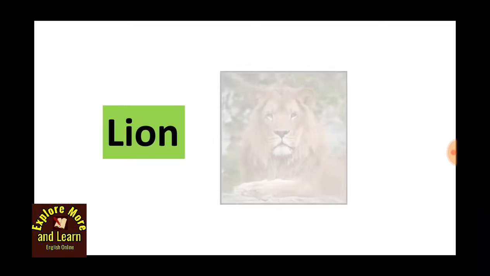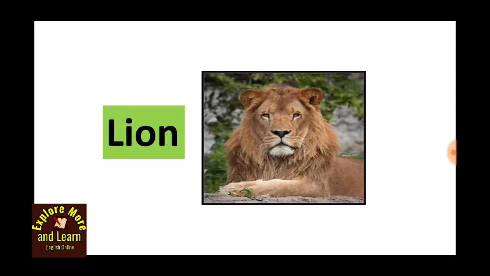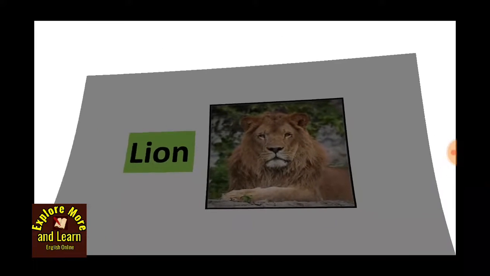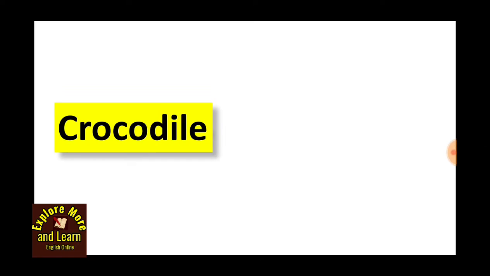And it's a very common animal. The king of animals. How do you pronounce its name? Do you pronounce it like lion? It's incorrect. How do you pronounce it? It's lion, not lion. Okay, now the next animal.